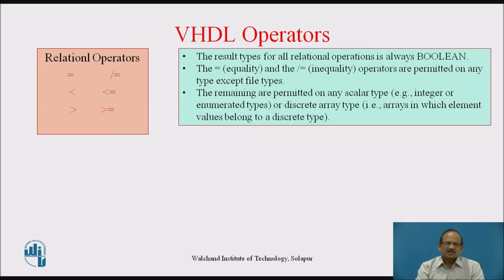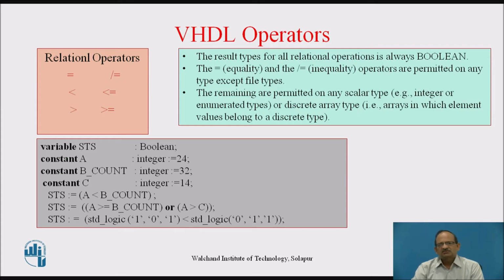Now, let us consider an example. Assume we have a variable declared as STS of type boolean, and these are the 3 constants A, B count and C declared as 24, 32 and 14. Now, suppose we consider execution of this particular statement, A less than B count. The value of this is going to be assigned to the variable STS. As the value of A is 24 and B count is 32, this condition is true, therefore the value assigned to the STS variable will be true.